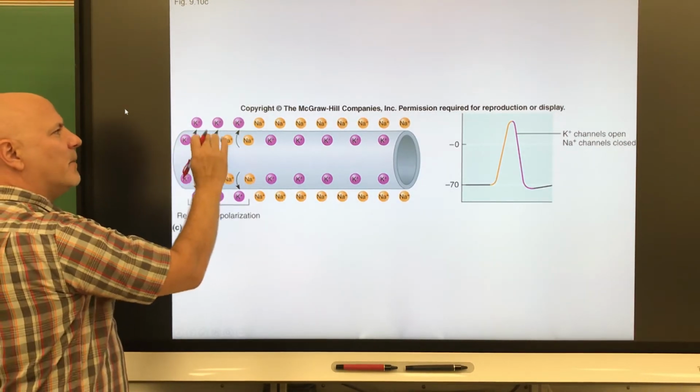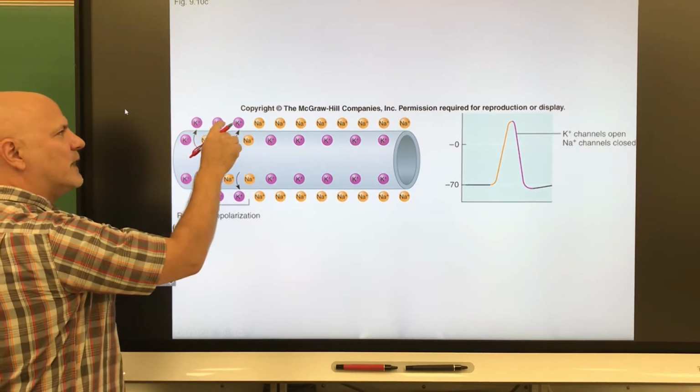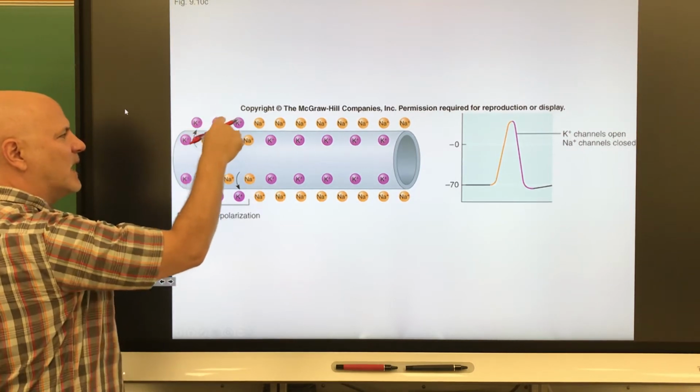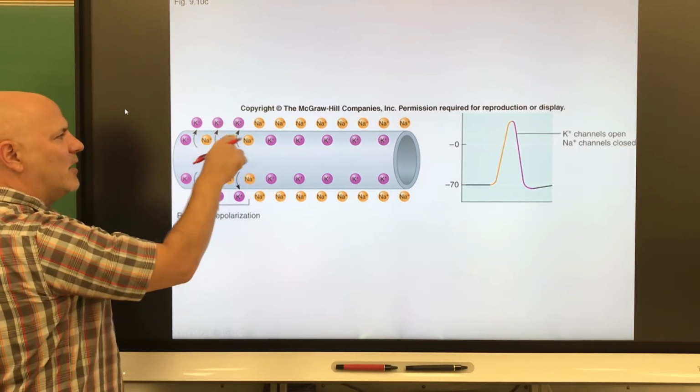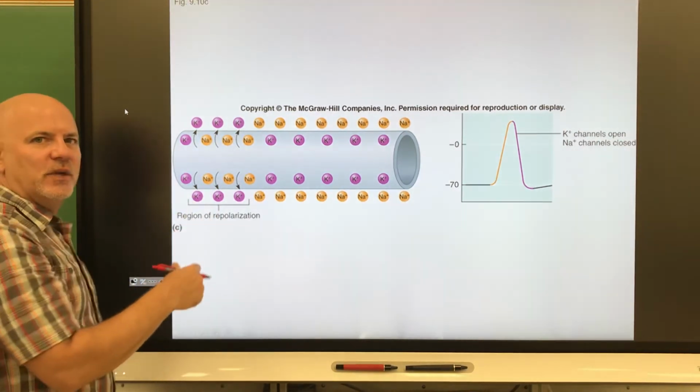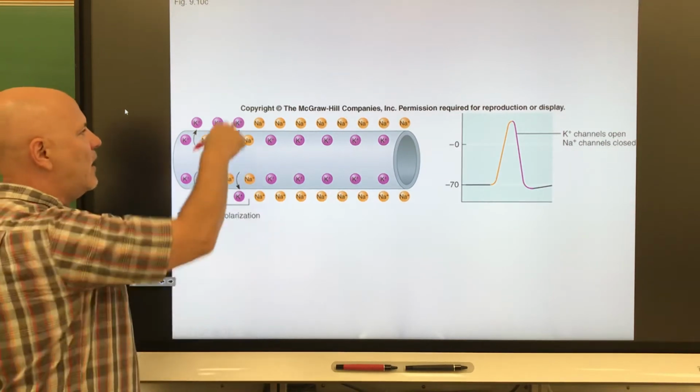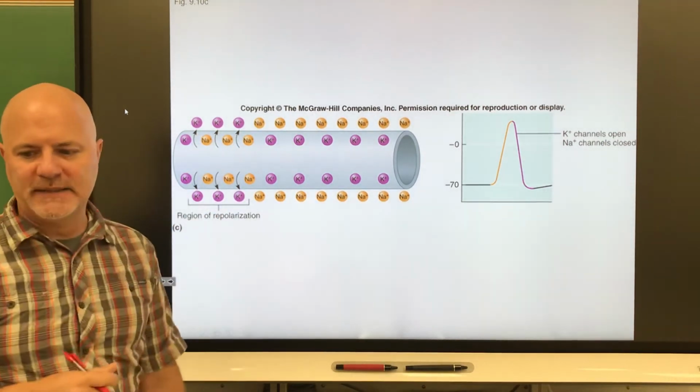But we're taking positive ions and putting them into a neutral area, so this area becomes positive again. And we're removing positive ions from a neutral area, so that area becomes negative again. So we get that repolarization. Now the plasma membrane is polarized again.